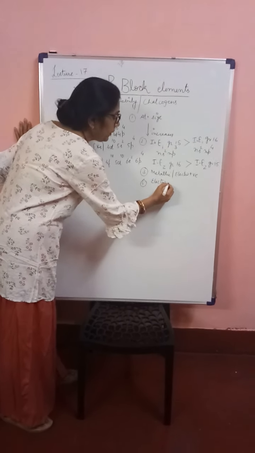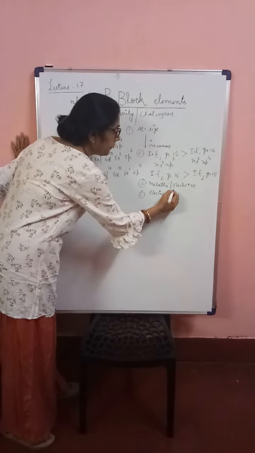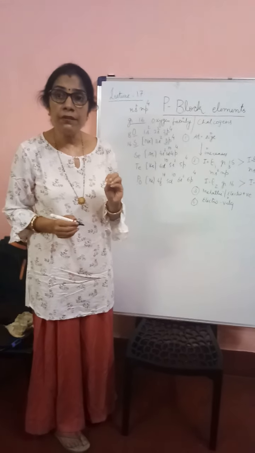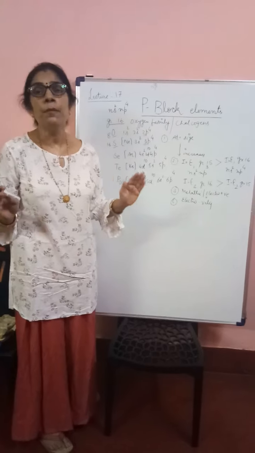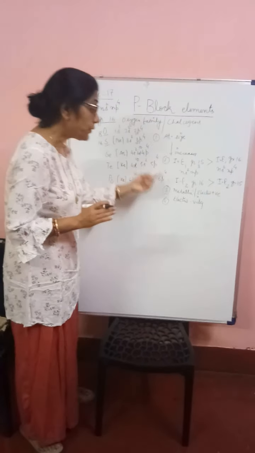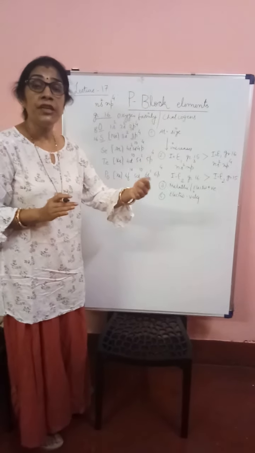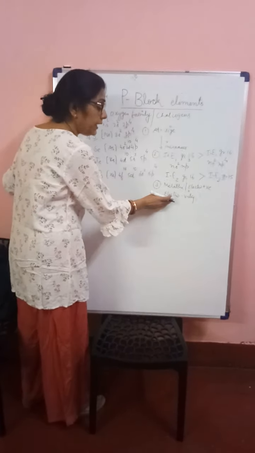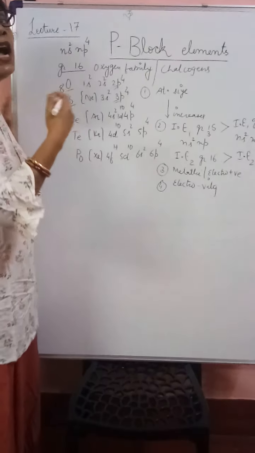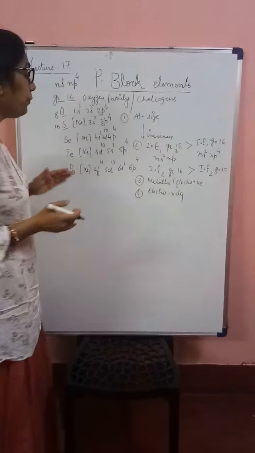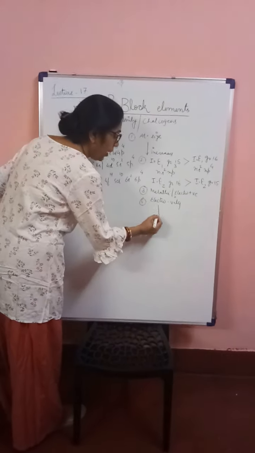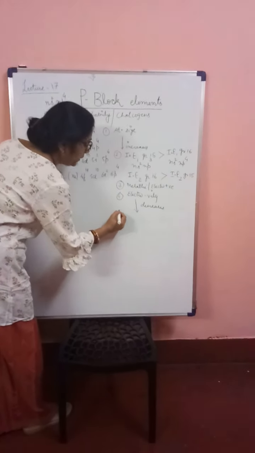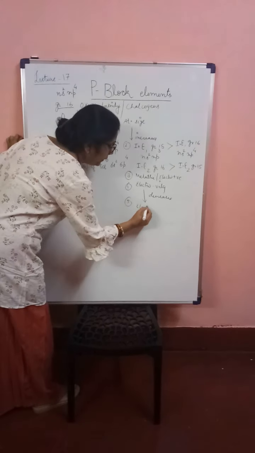Now, electronegativity. Fluorine is the most electronegative element amongst all elements of the periodic table, and oxygen is next to fluorine; it is the second most electronegative element. So the electronegativity of this group is higher as compared to group 15, and down the group electronegativity decreases. Next comes electron affinity.